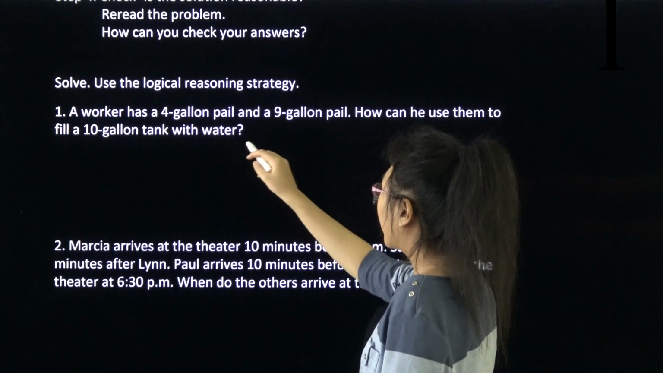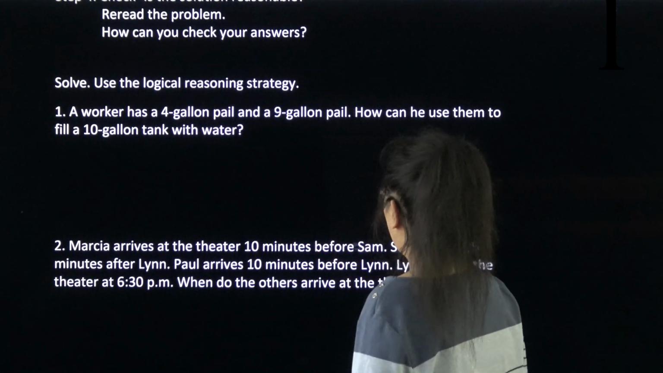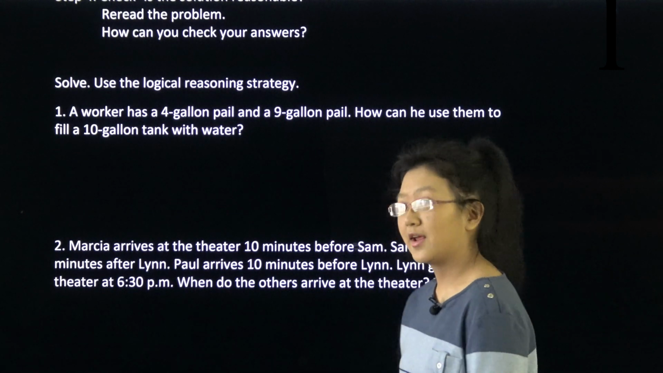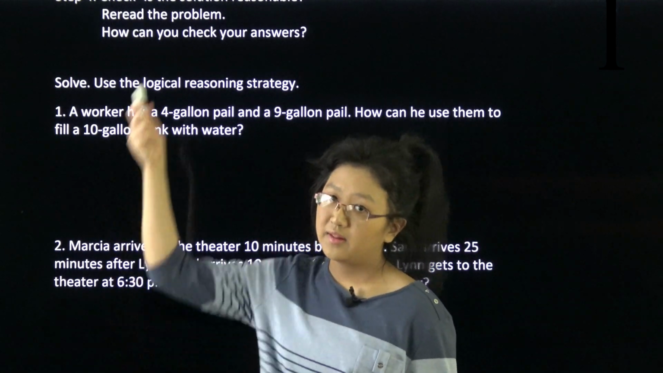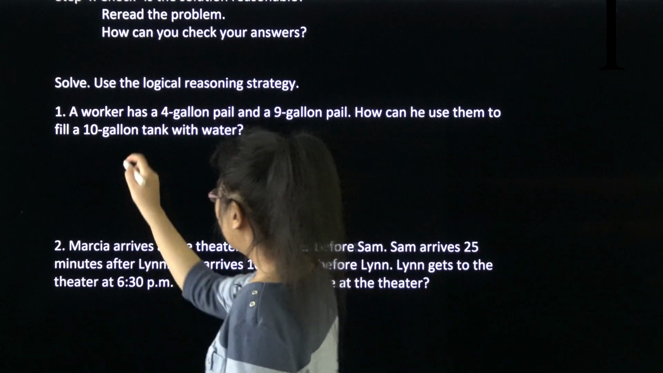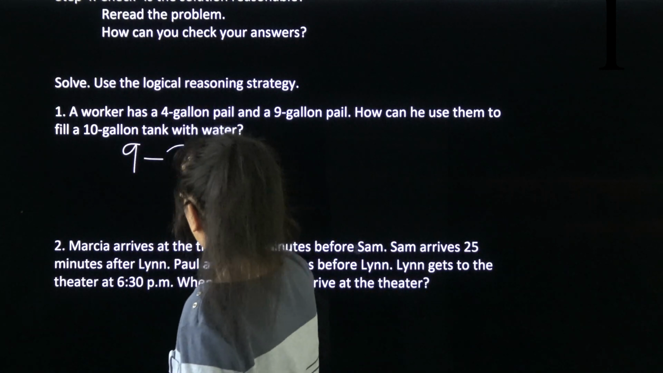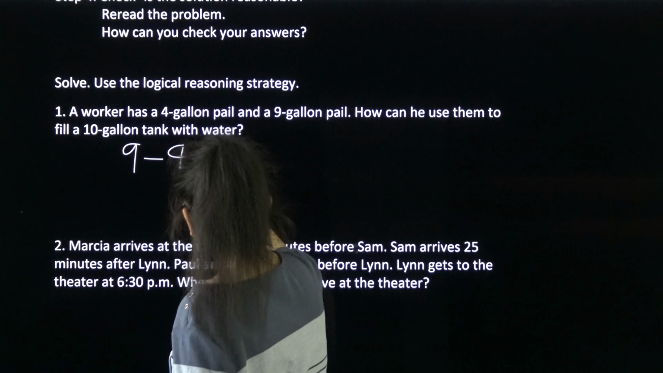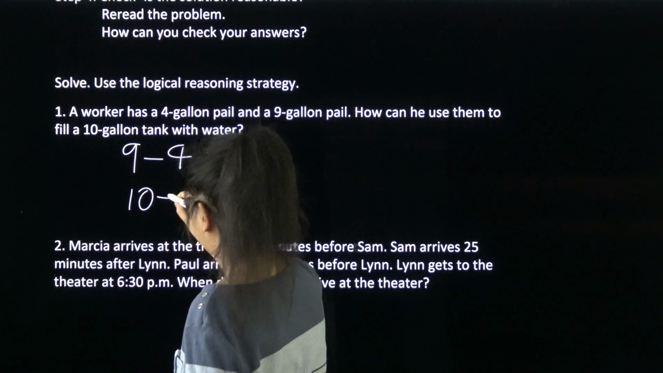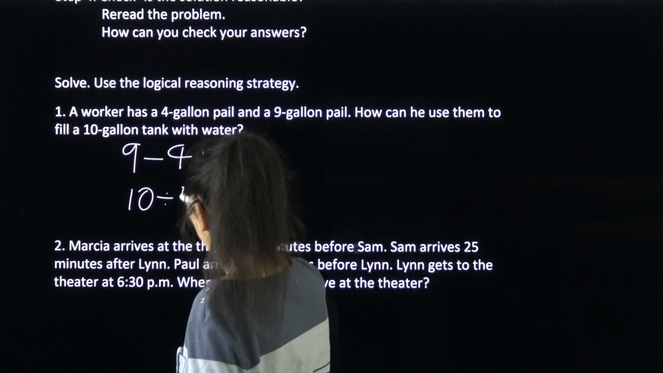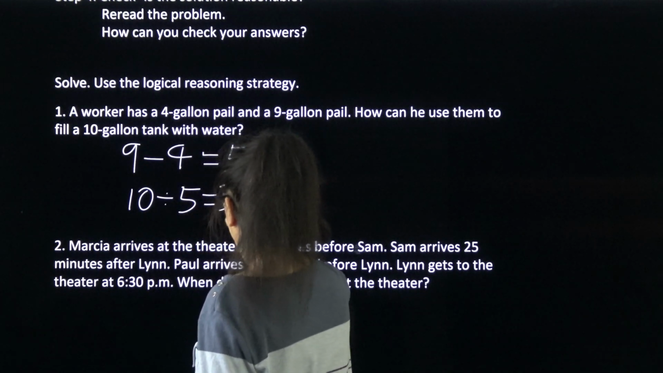A worker has a 4-gallon pail and a 9-gallon pail. How can he use them to fill a 10-gallon tank with water? Well, this is like the previous question. 9 minus 4 equals 5. 10 divided by 5 equals 2.